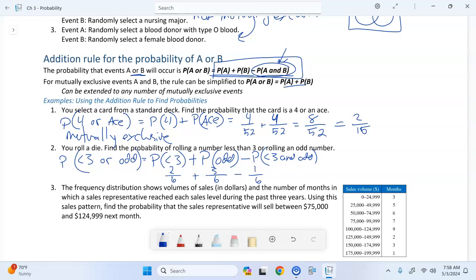So there are 2 numbers that are less than 3, there are 3 numbers that are odd, and there's 1 number that is both. So we need to add and then subtract: 2 plus 3 minus 1 gives me 4 out of 6. So we have a 2/3 probability of rolling a number less than 3 or an odd number.